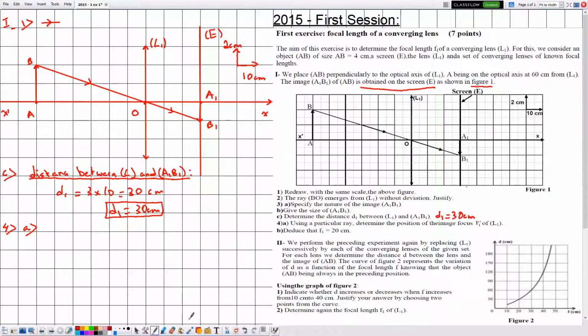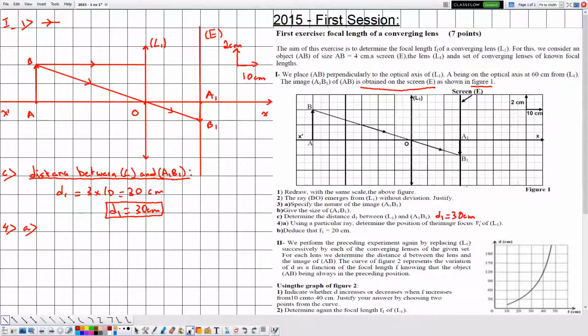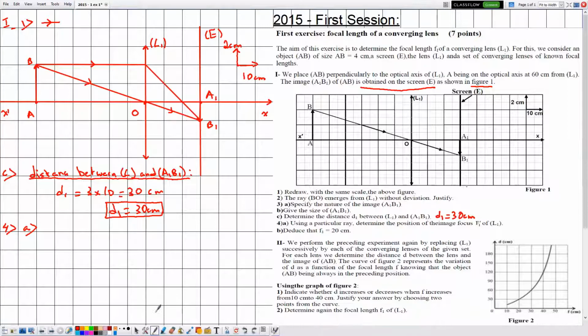Then let's consider an incident ray issued from B and parallel to the optical axis. And we don't forget arrows on incident rays that indicate the direction of propagation of light. We know that this ray will emerge passing through the image focus. However, in this case we don't know the image focus, we know the image B1 of B, and we know that all rays issued from B emerge from the lens going to B1. Okay, and we don't forget arrows on light rays.